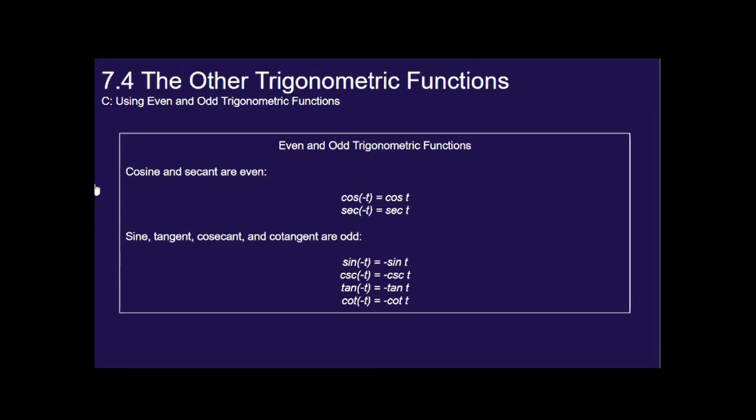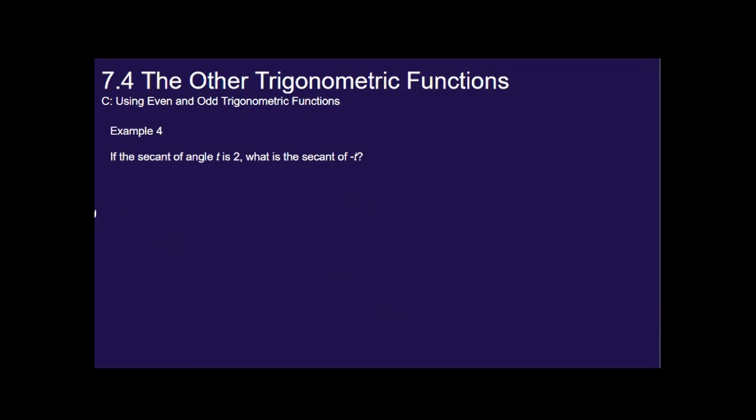Okay, so make sure you write this down and have this so you can reference it, which ones are even and which ones are odd. It would be beneficial to memorize that cosine and its reciprocal, cosine and secant, are both even and the rest are odd. Let's see what this looks like in practice. Example 4. If the secant of angle t is 2, what is the secant of negative t?